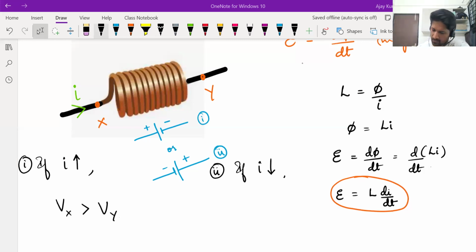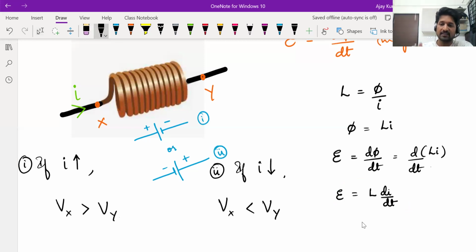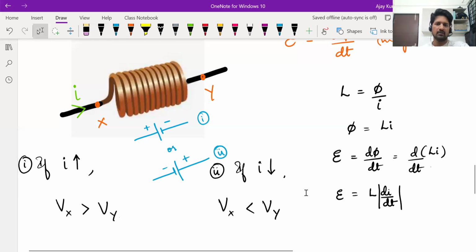That means potential at X will be less than potential at Y if the current in the inductor is decreasing. Now we know magnitude of EMF induced is L di by dt. This is also quite tricky actually. If current is increasing, di by dt is positive. If current is decreasing, di by dt is negative. So we have to put a modulus here for magnitude. But anyway, we'll remove all that confusion now itself.